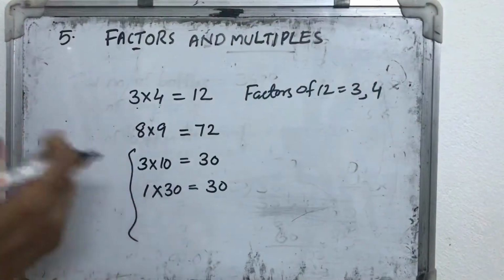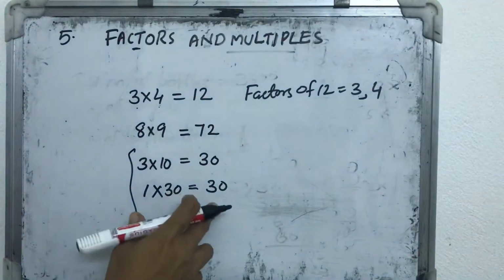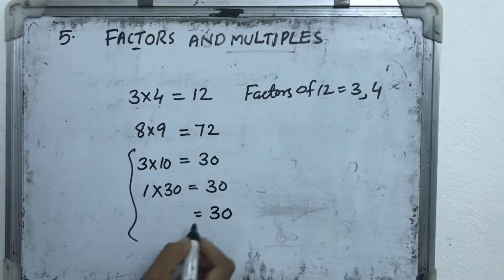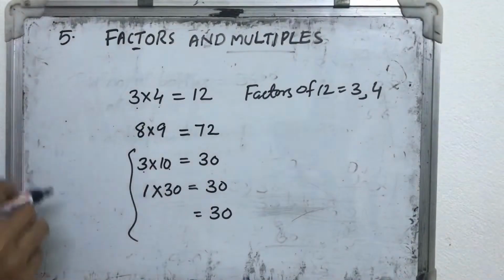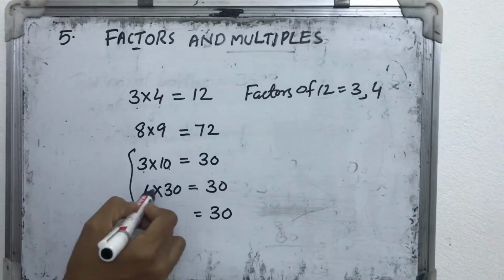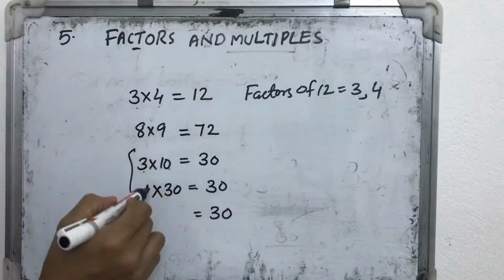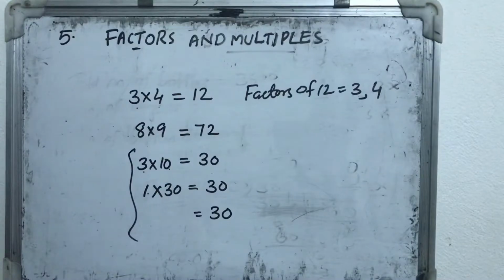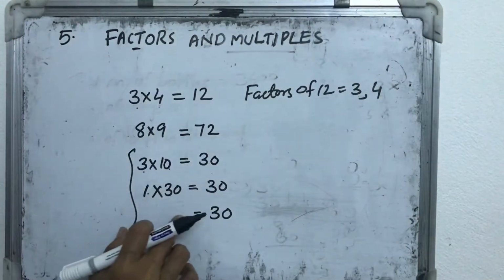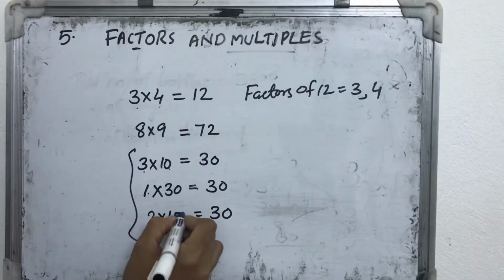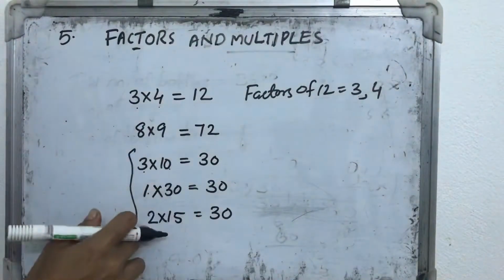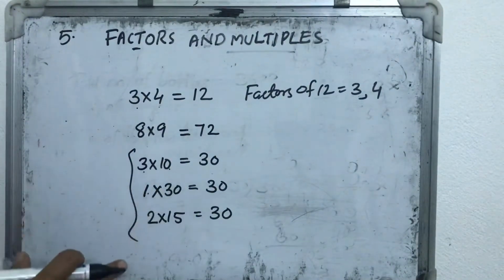Now can you find any other pairs to get the product 30? One pair we got is 3 and 10, so 3 and 10 are the factors of 30. Another pair we got is 1 into 30, its answer is also 30. So 1 and 30 are also factors of 30. Can you find any other two numbers to get their product as 30? We know 2 into 15, its answer is also 30. So 2 and 15 are also the factors of 30.